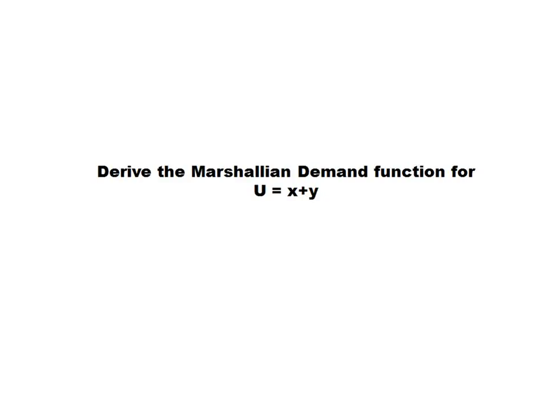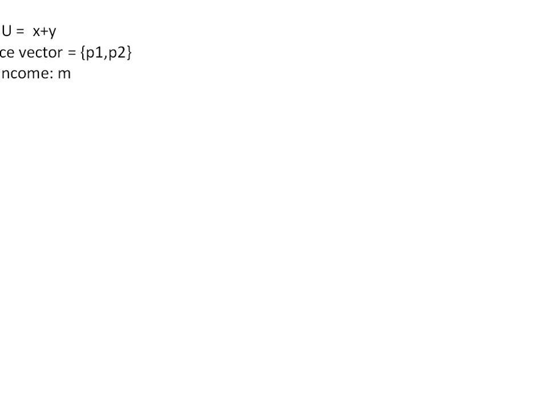The question says, derive the Marshallian demand function for u equals x plus y. We have utility equals x plus y. It means that x and y are perfectly substitutable. For example, say x is a cup of tea, and y is a cup of coffee. So assume there is some consumer for whom these two goods are perfect substitutes.